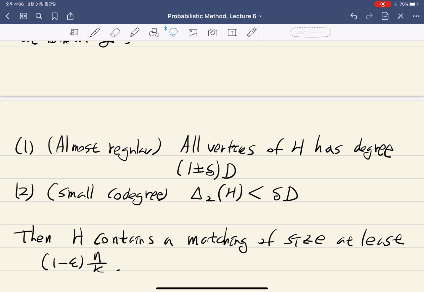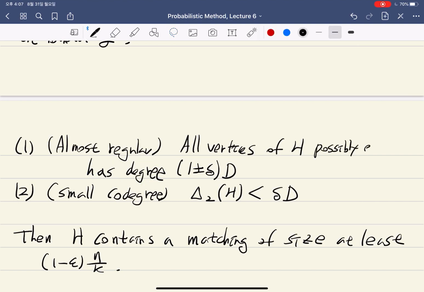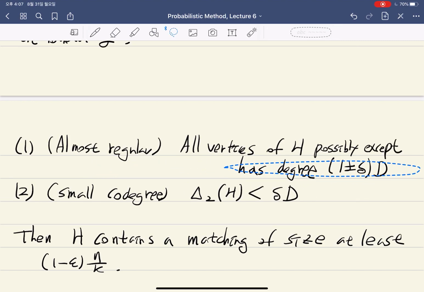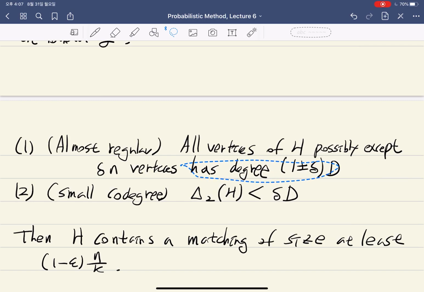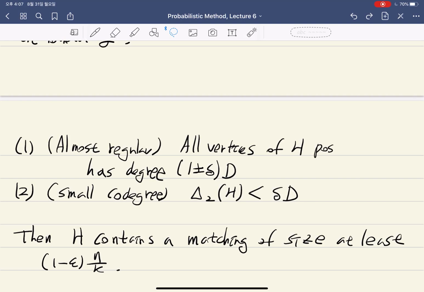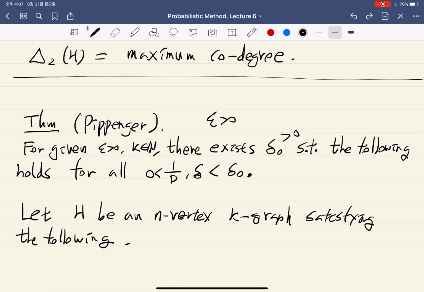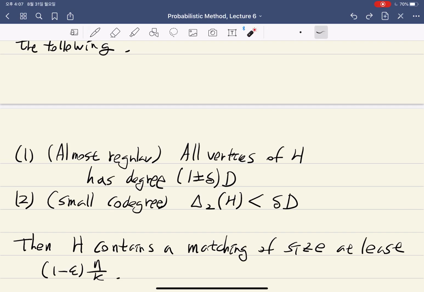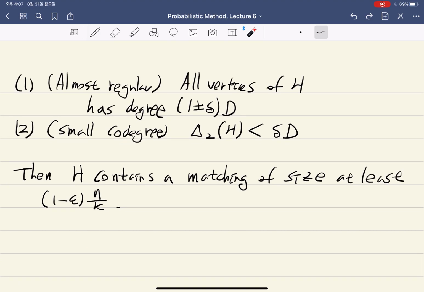Actually, let's write it this way. Possibly, except delta n vertices. So it doesn't have to be that all the vertices have the same degree. Okay, let's not write this now. Maybe later we can adjust this, but let's write it this way. We can make some exceptions for a small number of vertices, but for those vertices we also have to ensure that they don't have too much degree. So the statement gets a bit more complicated. So this essentially says that if you have a hypergraph which is almost regular, and its co-degree is small, then we can find an almost perfect matching.